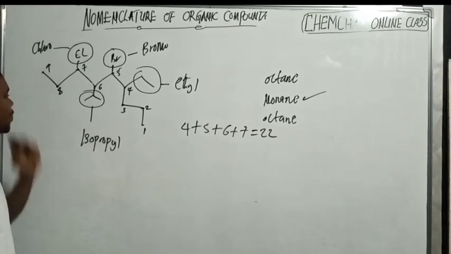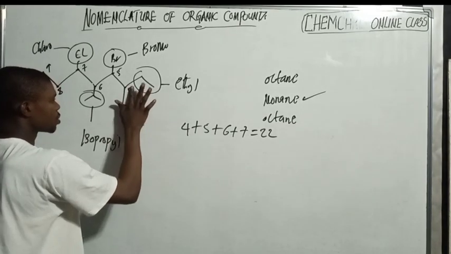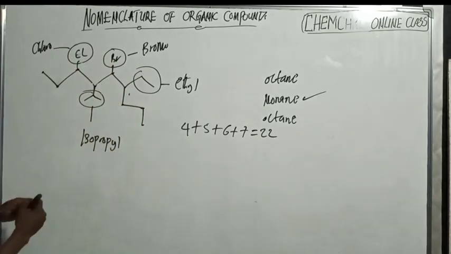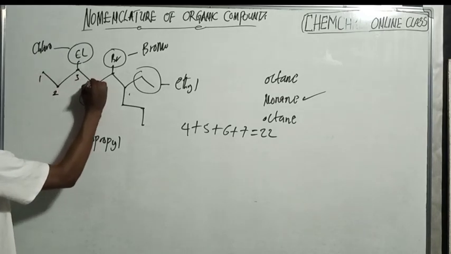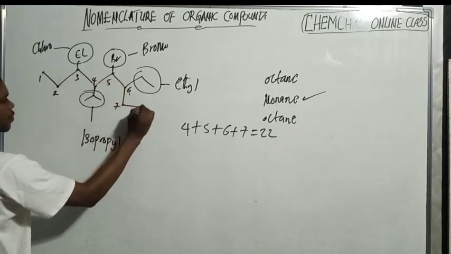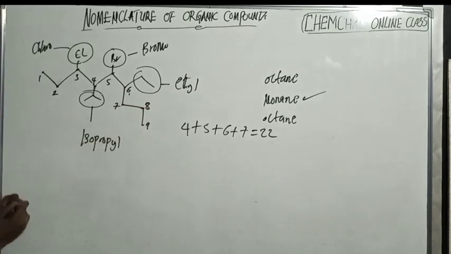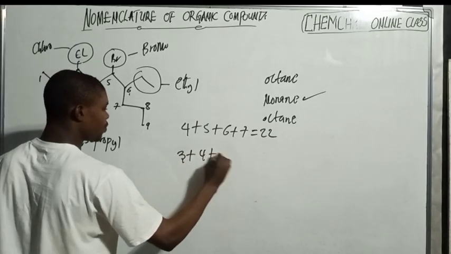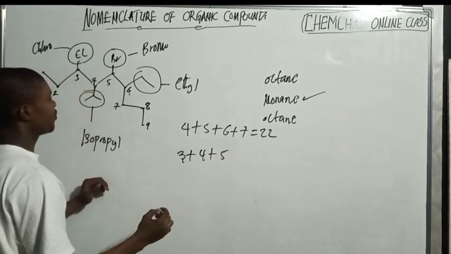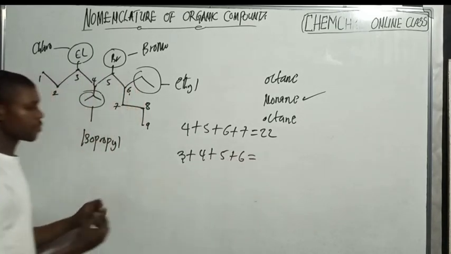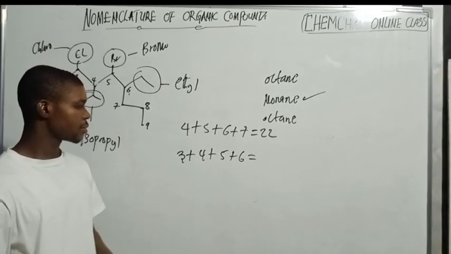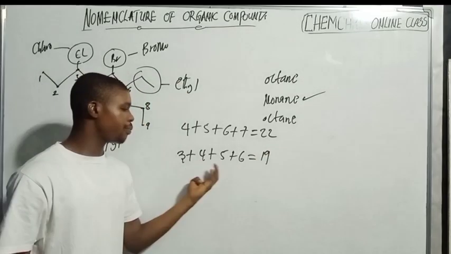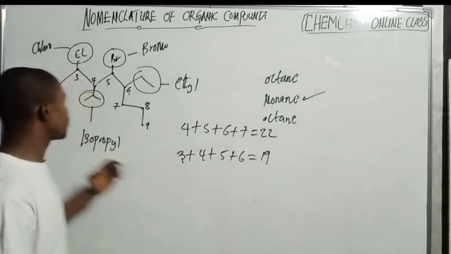Now, what about if I start from this other point? Let me remove this one. So let me start from here. 1, 2, 3, 4, 5, 6, 7, 8, and 9. So here we have 3 plus 4 plus 5 plus 6. If I sum them together, what am I going to get? 3 plus 4 plus 5 plus 6 is going to give you 19. So that's when I start from here.